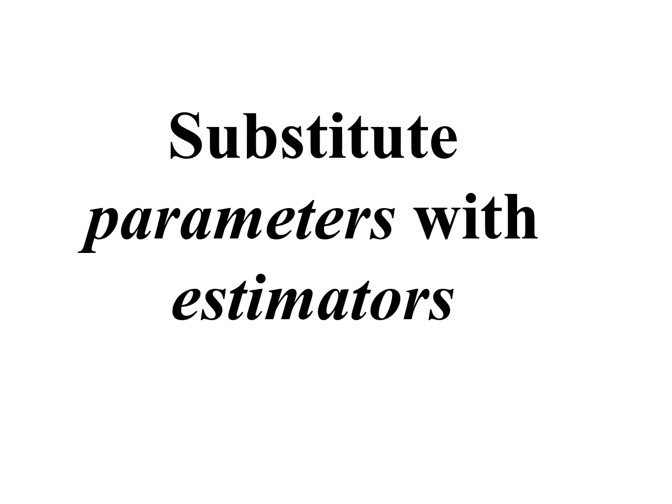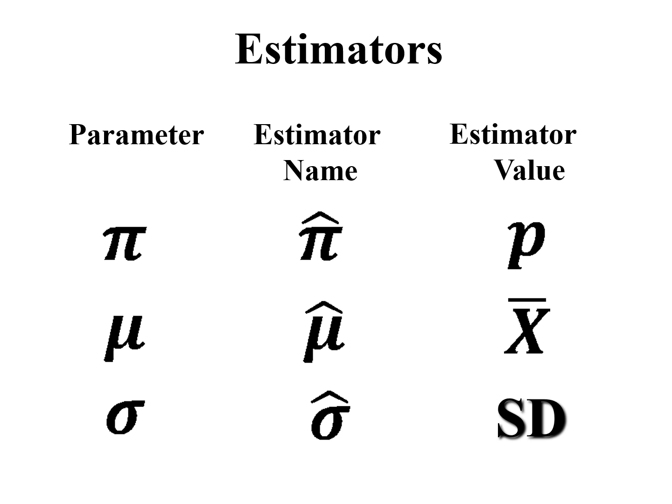So, what statisticians do is substitute estimators for parameters. Estimators wear these little hats. So, for instance, the estimator for pi is pi with a little hat, and the value of this estimator is p, the sample proportion. So, the idea here is when you need pi, the population proportion, in a formula, you substitute p, the sample proportion.